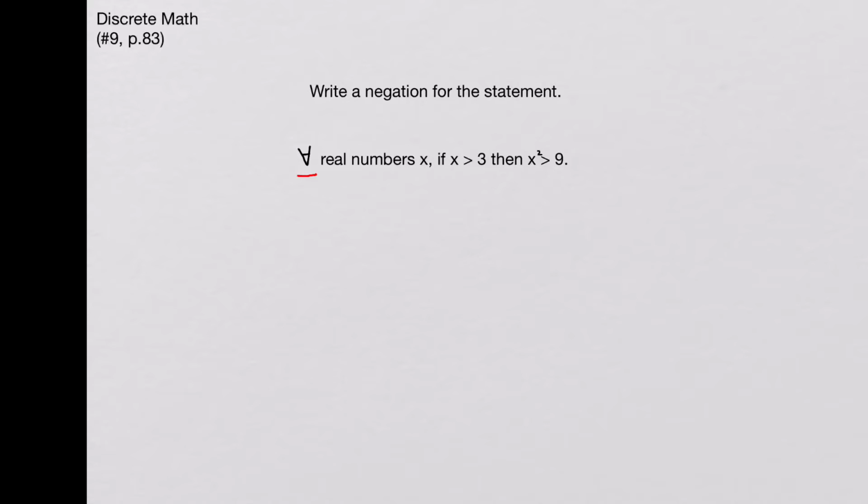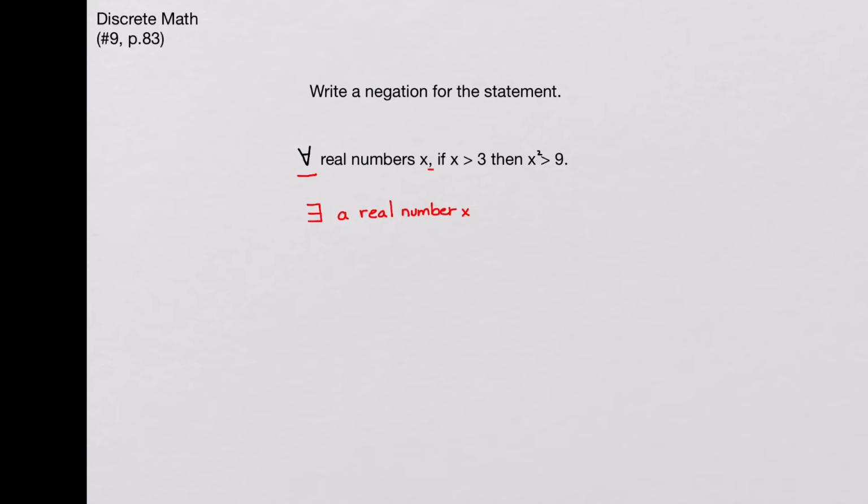So my negation is going to start with an existential symbol, there exists. And that's our backwards capital E. So we're going to say there exists, and because we're changing to existential form, we're going to say there exists a real number x, because we're saying there is some, or there is at least one real number. So there exists a real number x.